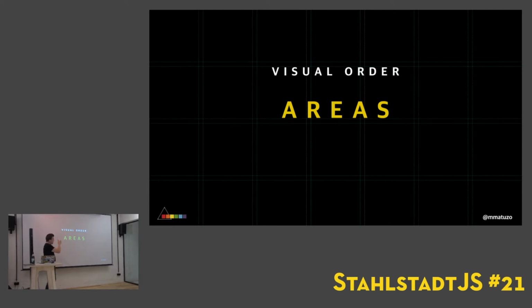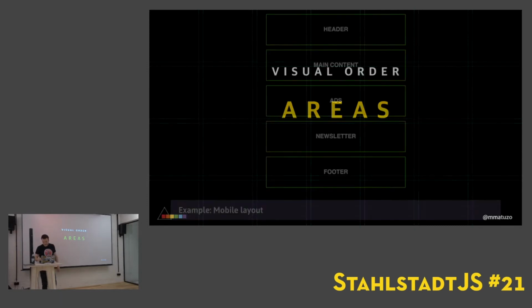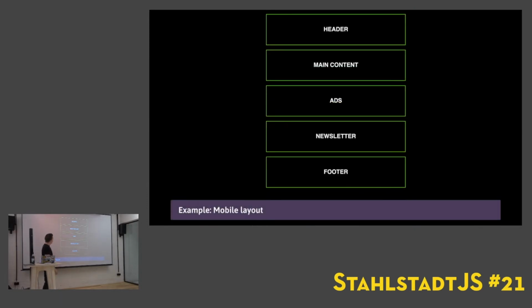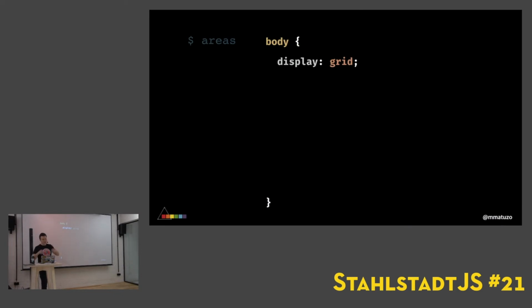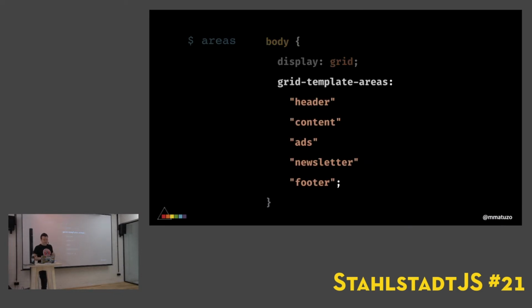The next thing is areas, and areas are really, really awesome. Let's say we have a layout like this, a typical mobile layout with a header, we have some main content, then we have ads and a newsletter area and a footer. Now what's cool about areas in Grid is that we can describe this layout in HTML, and not just in HTML, but in CSS as well. So I could select the parent of those items and define the grid template areas property and define different areas here. So I can define an area for the header, for the content, for ads and newsletter and footer.